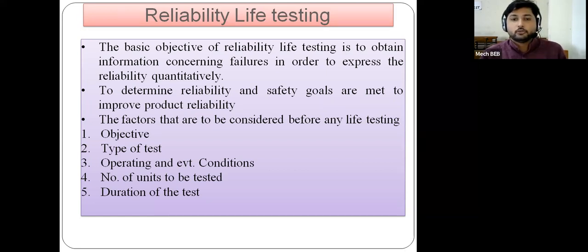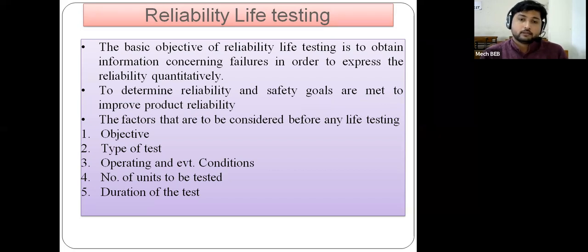First of all, you should know the different objectives for why you are going to perform that test. That objective should be clear to you. Then, which test? There are a variety of tests, and we are going to see those tests in this lecture only. But which test is suitable to understand the reliability of a product should be known to the person who is going to arrange that test.